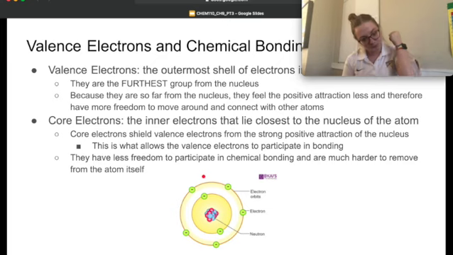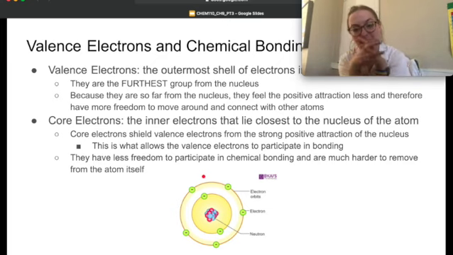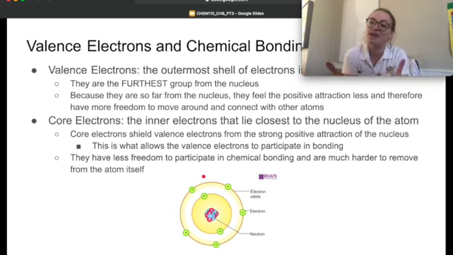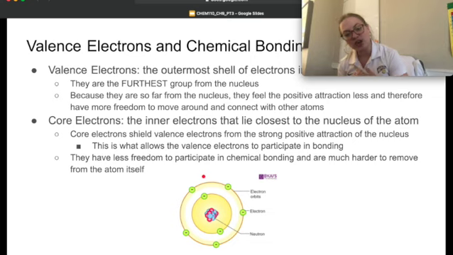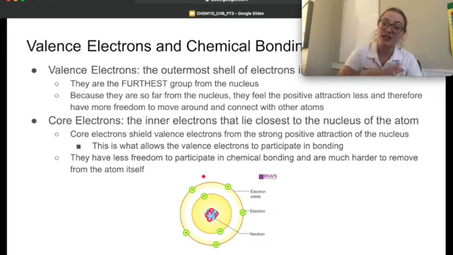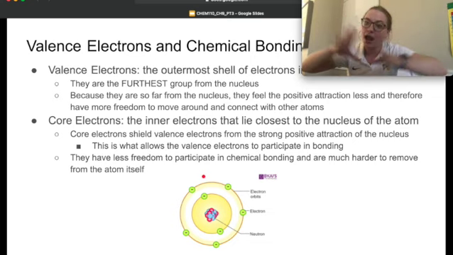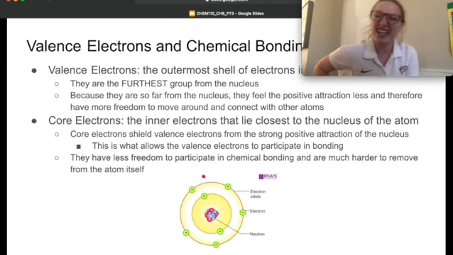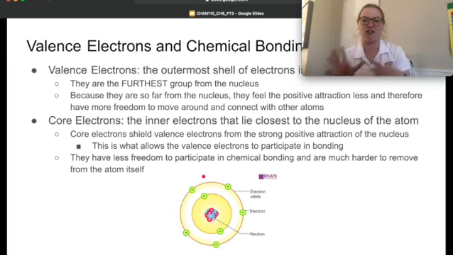So those core electrons shield those valence electrons, and that allows them to participate in bonding. The core electrons have less freedom to do this because they're kind of being shielded from the outside by those valence electrons. The valence electrons are going to go before those core electrons do. And it's actually really, really hard to remove a core electron from the atom.